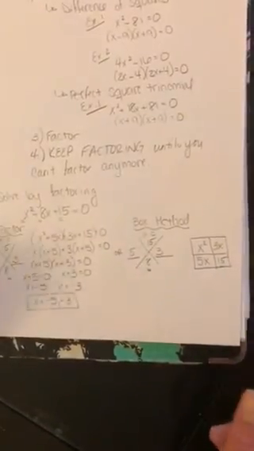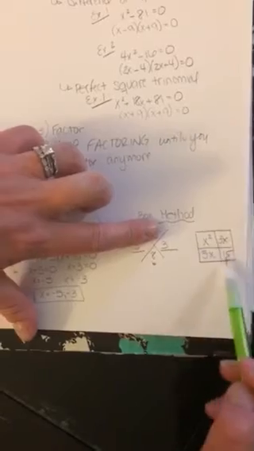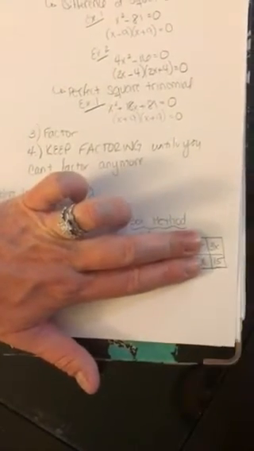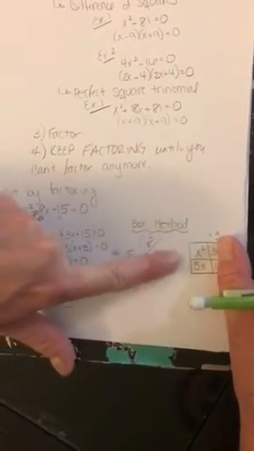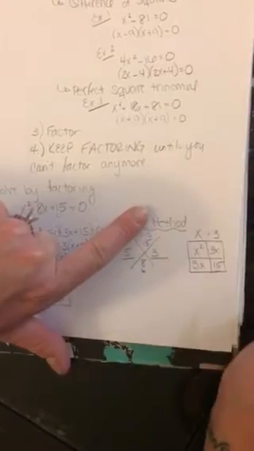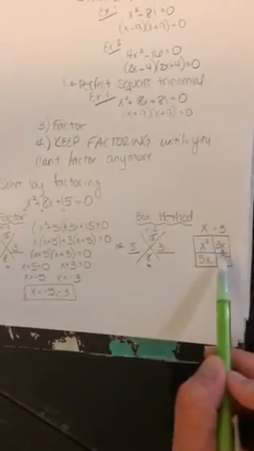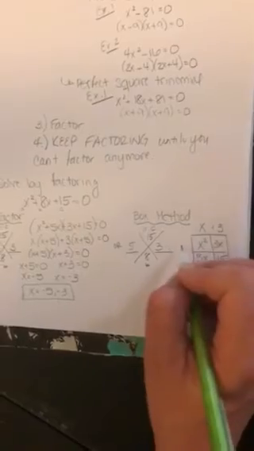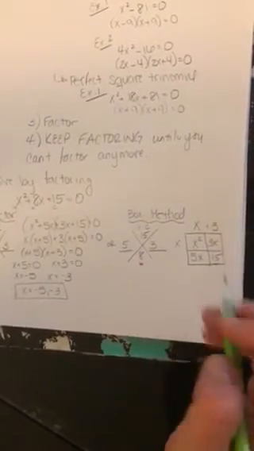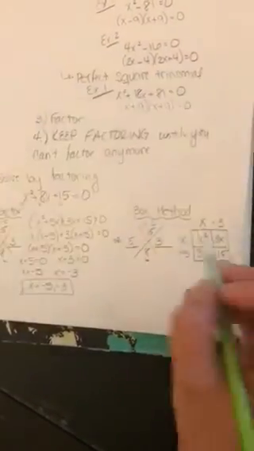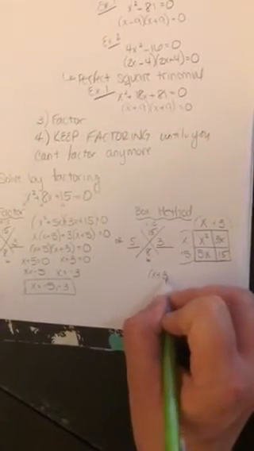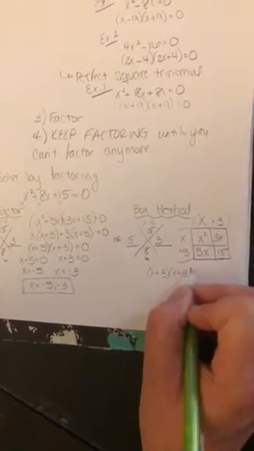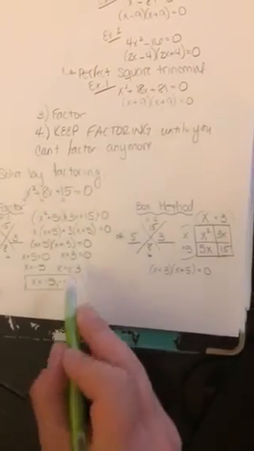Once you have them fit in, you're going to look at the columns and the rows individually. So if I look at this column, what's their greatest common factor? It's a +3. And if I look at the other column, what's their greatest common factor? It's just x. So now looking at the rows, what's their greatest common factor? It's just x. And the bottom row, it's a +5. Well, what have you done? You found your factors. So we now have x plus 3 times x plus 5 equal to 0. And we're right where we left off.